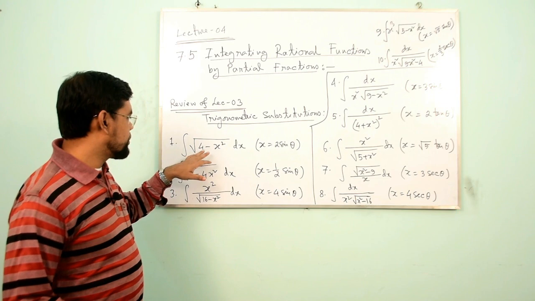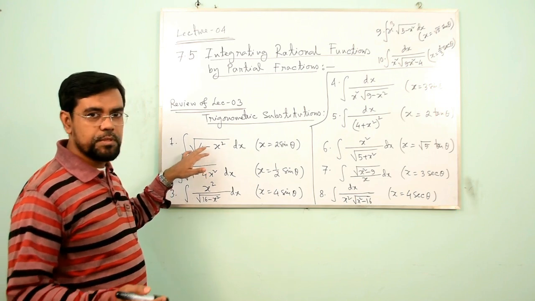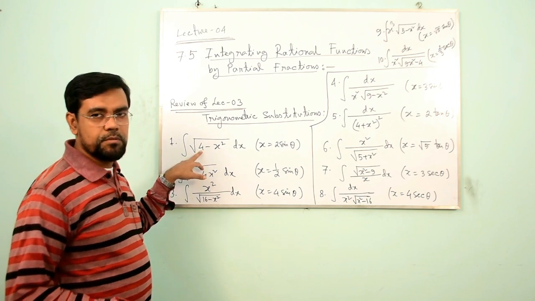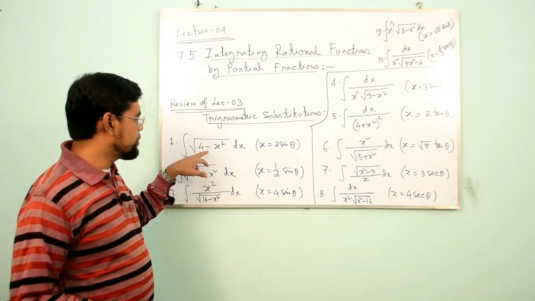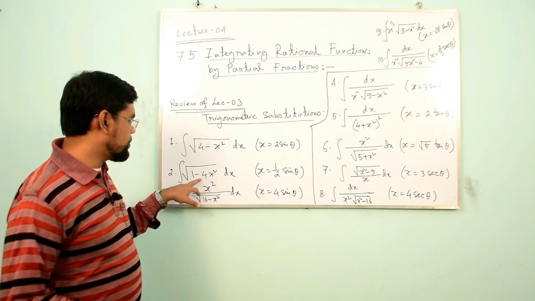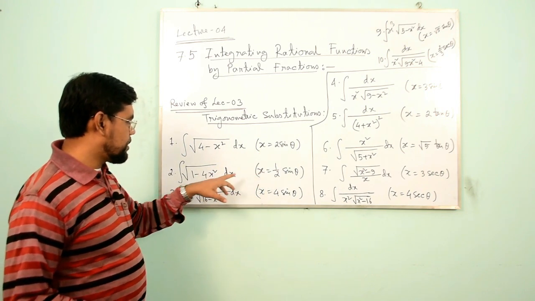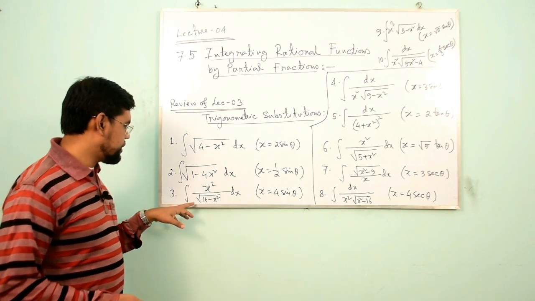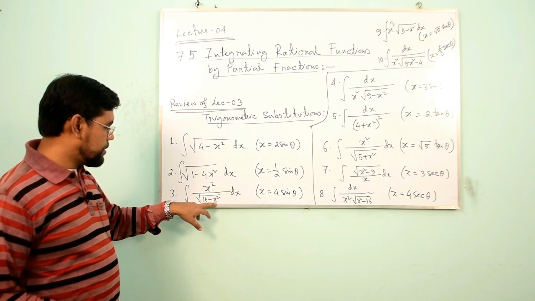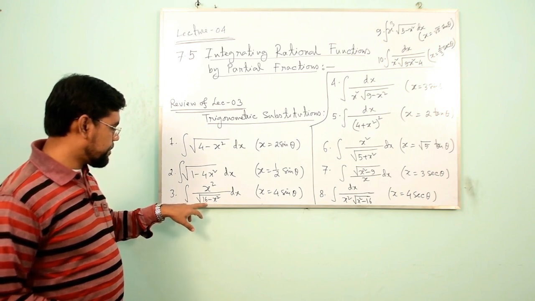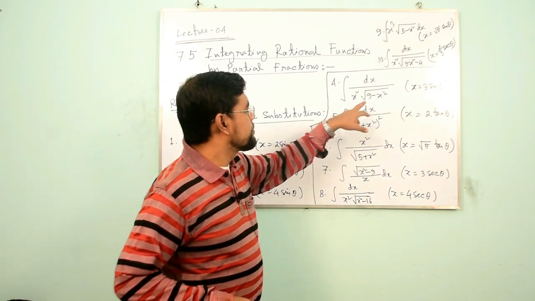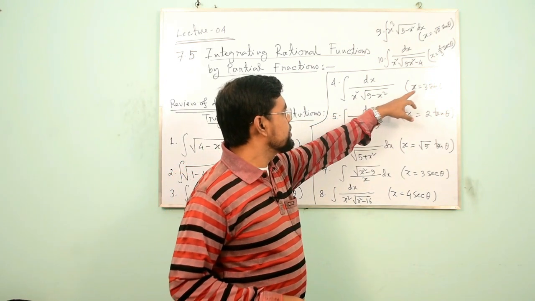So, for example, for this one, what will be the substitution? In that case, a square equals 4, so a equals 2. Therefore, your substitution will be x equals 2 sin theta, and for this one, x equals half sin theta. If you look here, root 16 minus x square, so here a should be 4, so x equals 4 sin theta, and for this case x equals 3 sin theta.